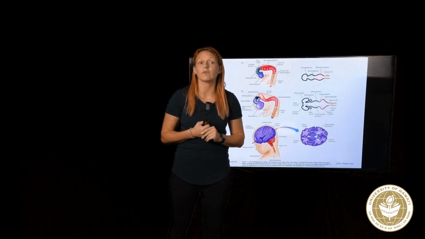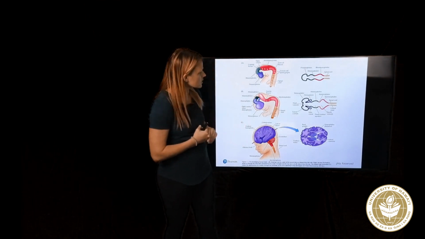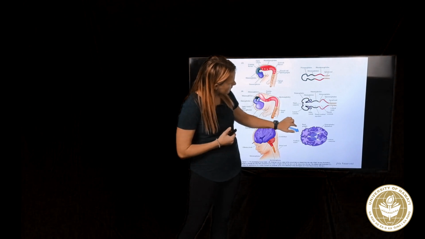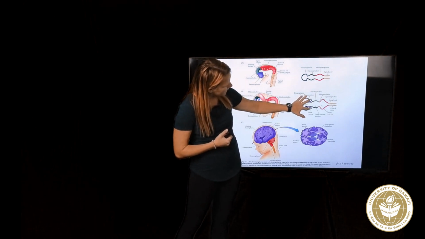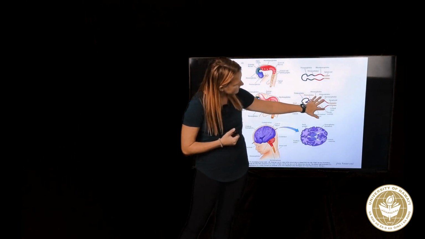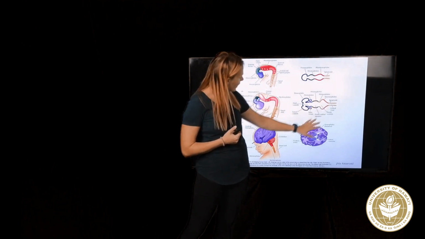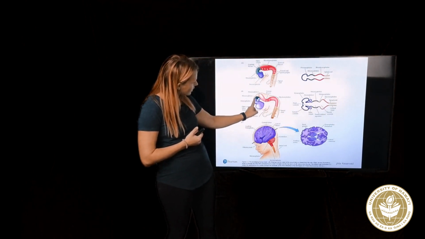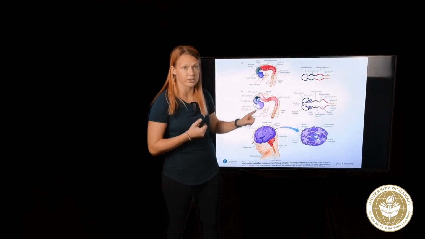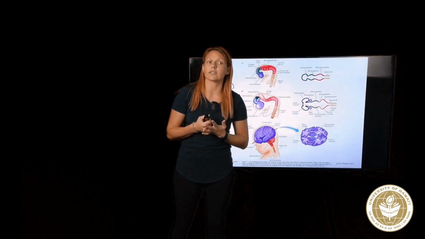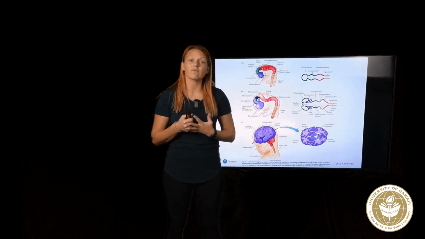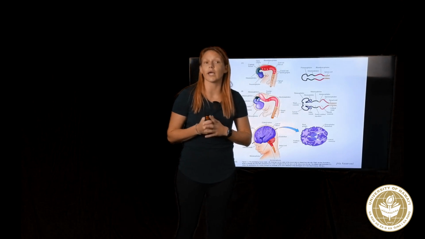Then they're going to develop the secondary vesicles. So these are those secondary vesicles, right? Your telencephalon, diencephalon, mesencephalon, metencephalon, and myelencephalon. So you can see each of those here in this picture. And those secondary vesicles start to grow, and they develop into the adult brain.